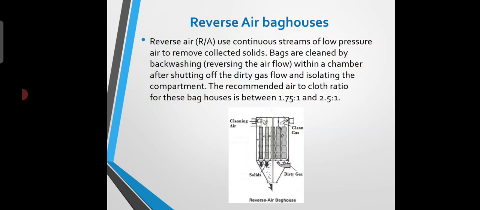and fresh gas is passed inside under pressure, so that it loosens the dust cake that is formed on the outer surface of the fabric material. The recommended air to cloth ratio for these bags is between 1.75:1 and 2.5:1.